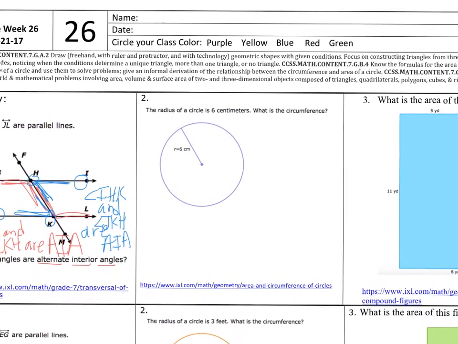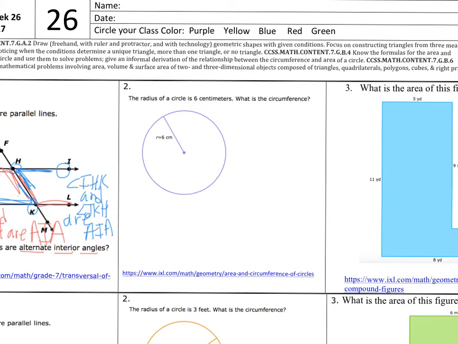Number 2 on Monday. The radius of a circle is 6 centimeters. What is the circumference? So again, this is something new. You have not seen this before. But the circumference of a circle is in regards to the outside. So it's kind of like perimeter. If you think of perimeter, you think of the outside. So circumference is kind of like the crust. Like if this circle were a pizza, we're just talking about the crust, the outside. So the circumference is the outside.